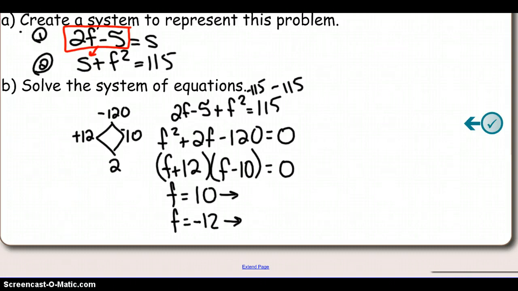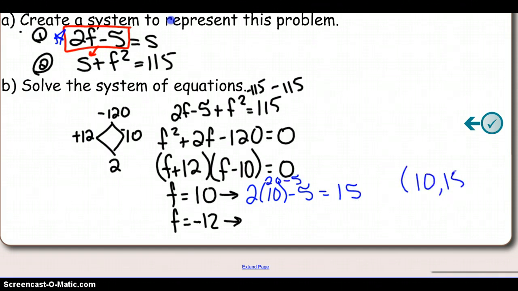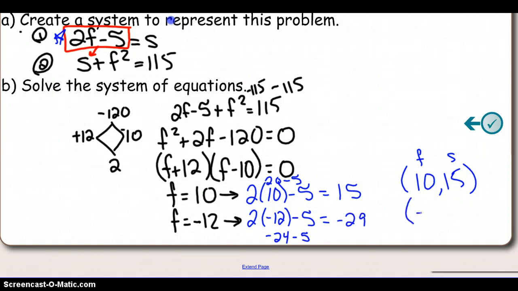Once again, this isn't too bad to punch into this original equation. So I'm going to go 2 times 10 subtract 5. Well, 20 subtract 5 is 15. So there's one solution at 10 and 15, where this is the first number and this is the second number. In the other example, I have 2 times negative 12 subtract 5. This is negative 24 subtract 5, which is equal to negative 29. So I have another solution at negative 12 and negative 29, where this is the first and this is the second. So there are two possible solutions for this question.